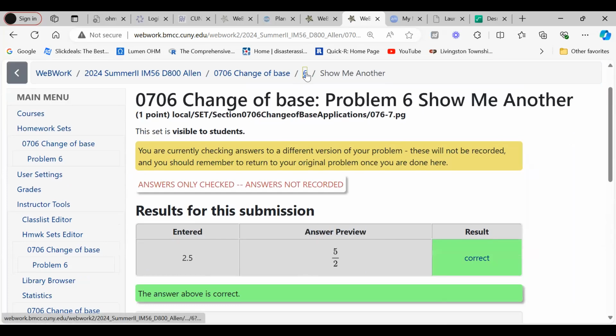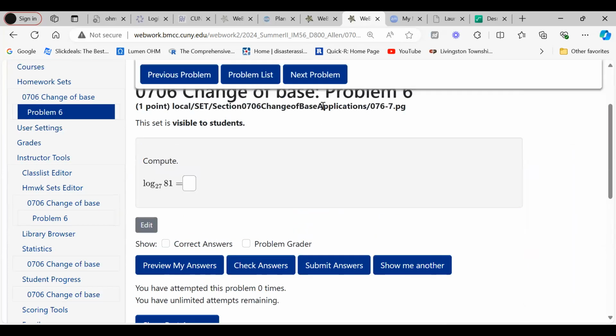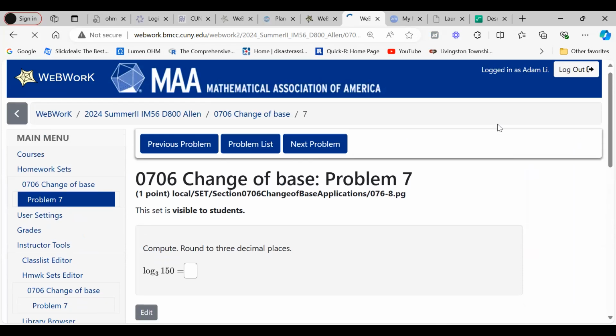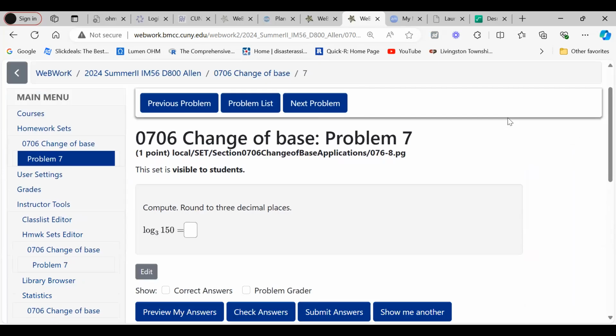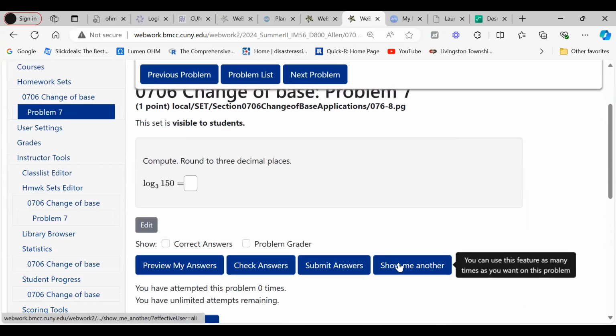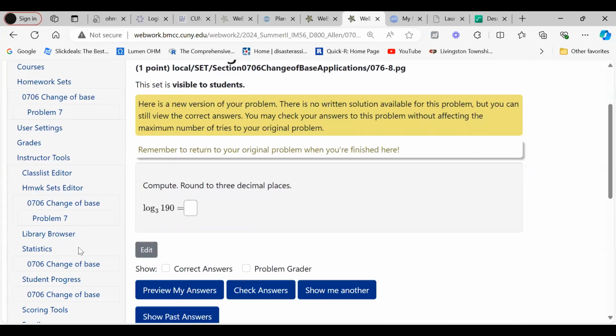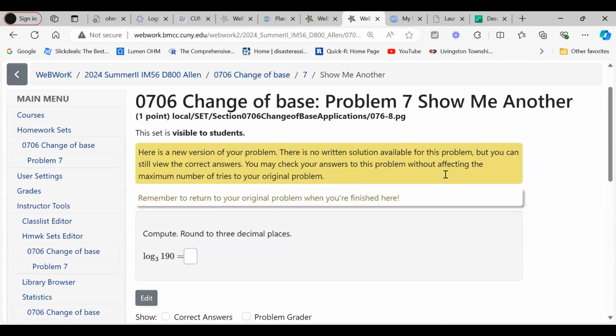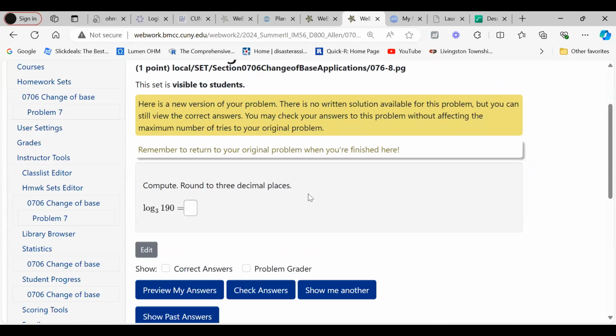Good. All right, let's move on to the next question. Compute. Yeah, this one we're going to use the change of base formula. So let's try this one. Use the change of base formula.